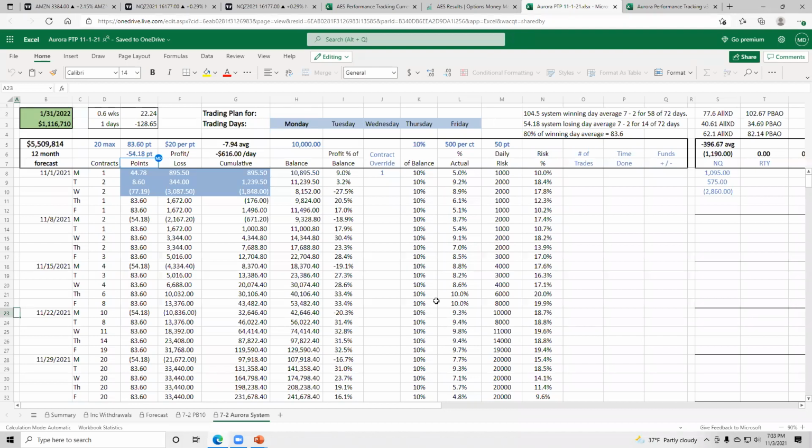There's a couple of key things that we're going to use to do that. First of all, the Aurora system. I have notes up here on the personal trading plan that Kristen and I are using. This is the Aurora system, trading from 7 a.m. Eastern to 2 p.m. Eastern.